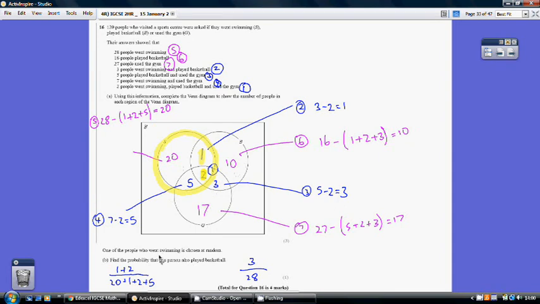Now for part B, one of the people who went swimming is chosen at random. So we're only selecting from the swimmers. And how many swimmers have we got? 25, 26, 27, 28. We've got 28 swimmers. So we're selecting from these 28 swimmers. And we want to find the probability they also played basketball. Well, that could either be this 2 here or this 1 here. So that's 3 out of the 28 people who went swimming.